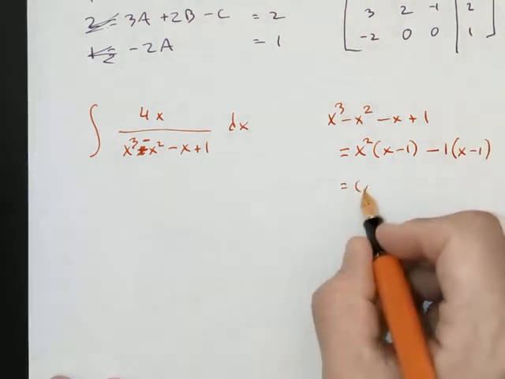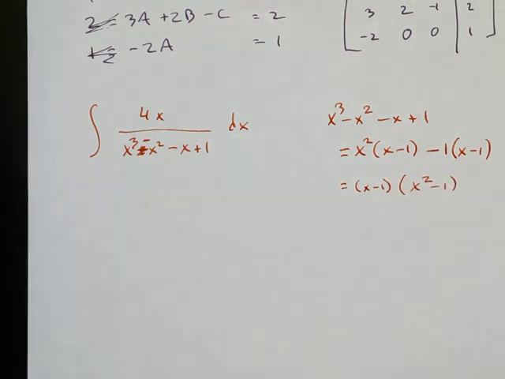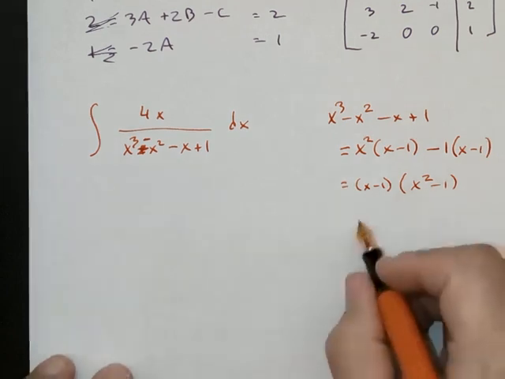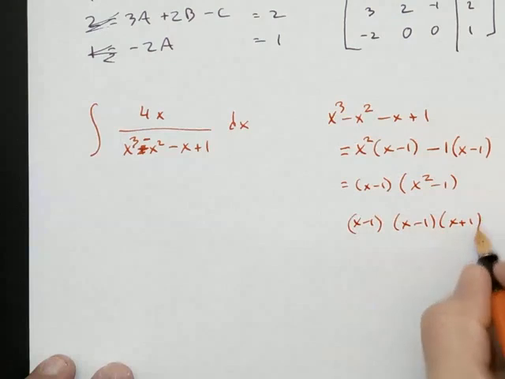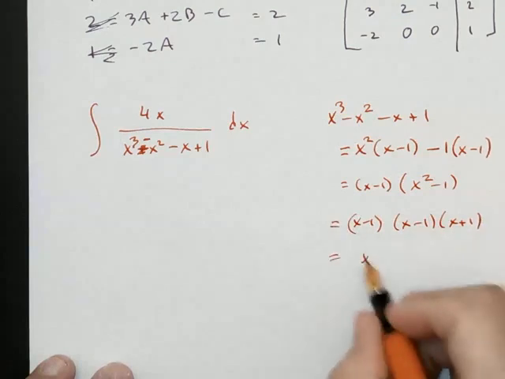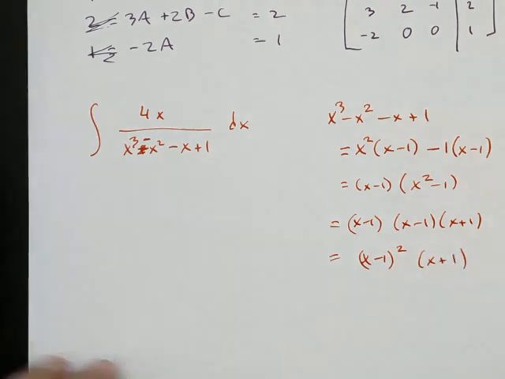Now if I take that x minus 1 and I put it out front, I've left behind x squared minus 1. Hey, that one factors. I remember that. What's that factor to? Ooh, wait a minute. That means really I have x minus 1 squared. Okay.